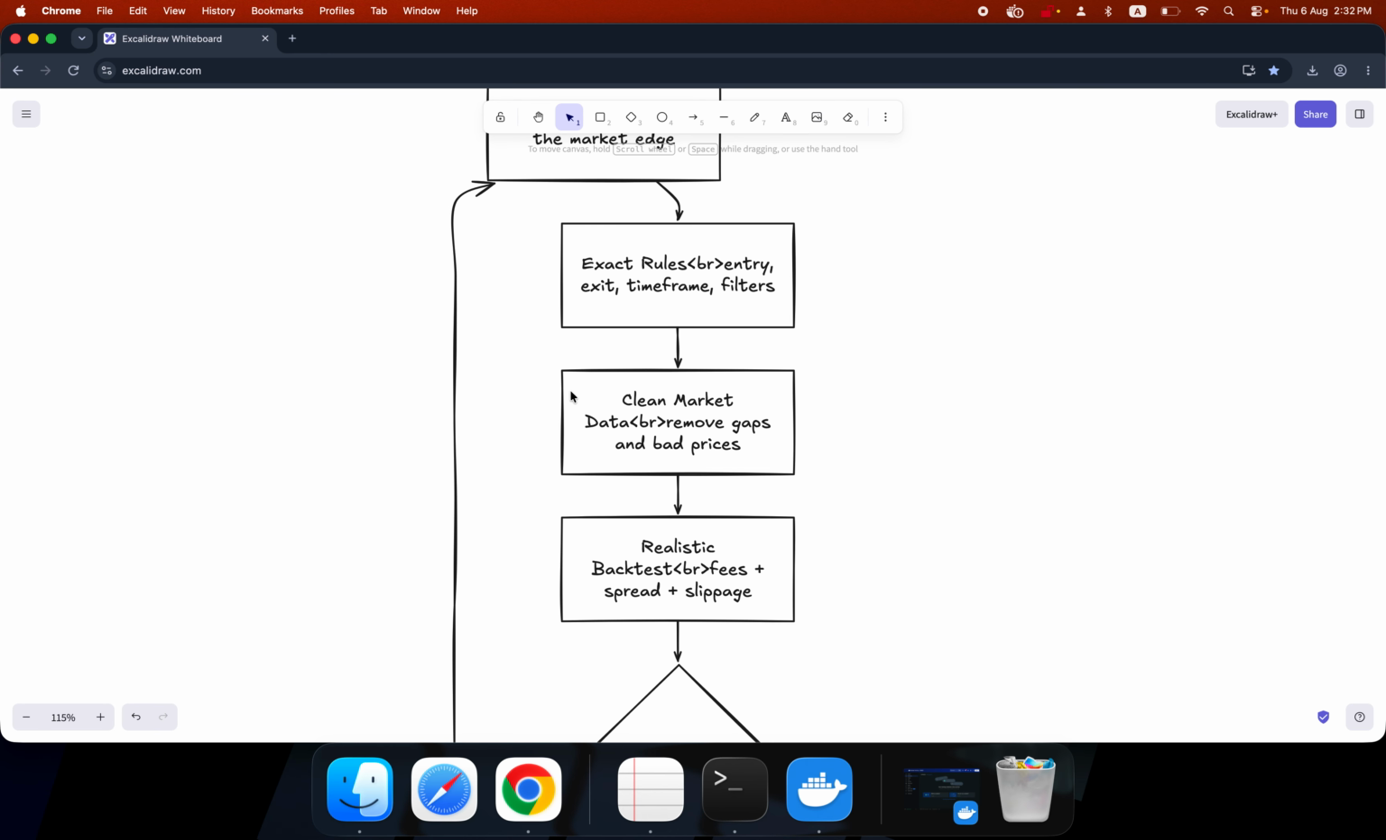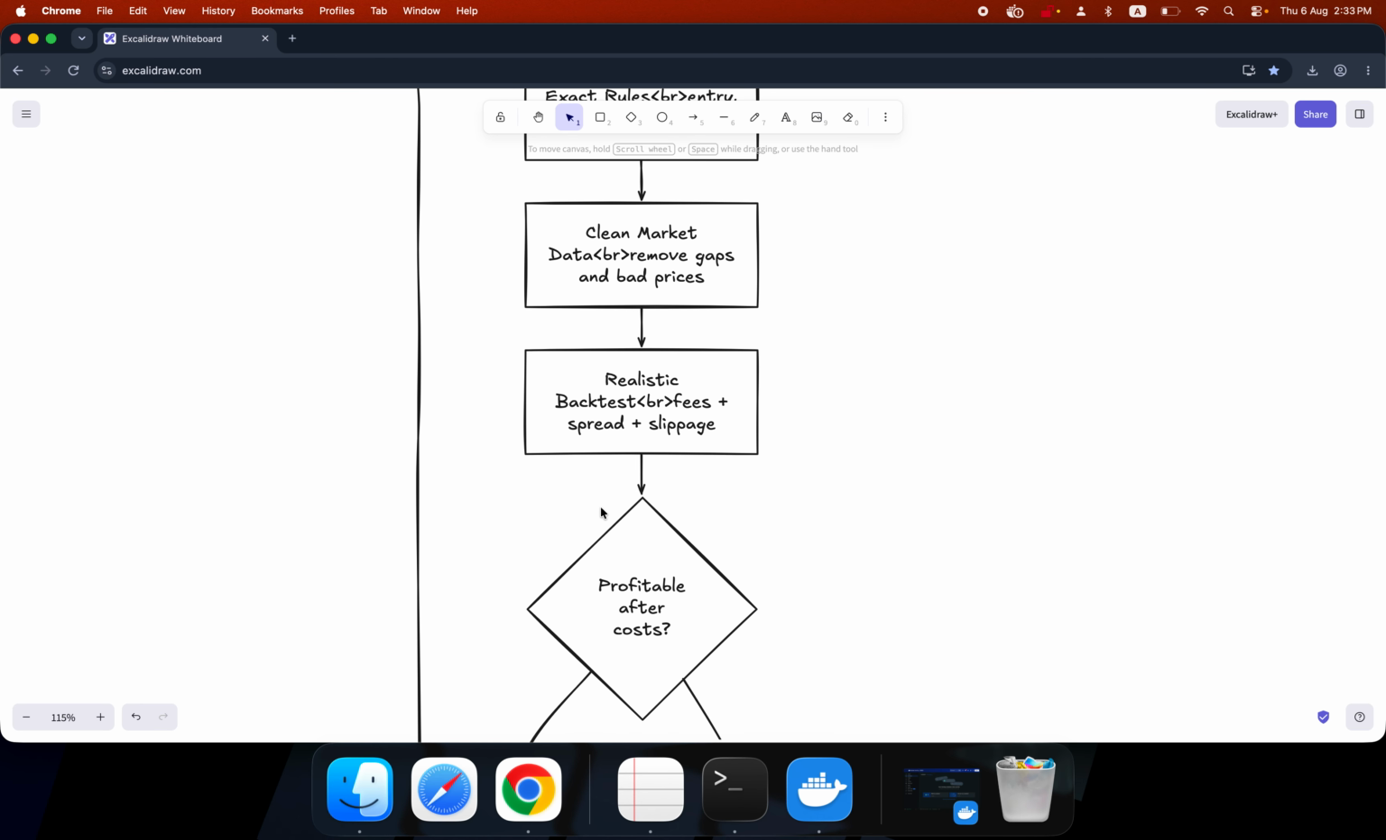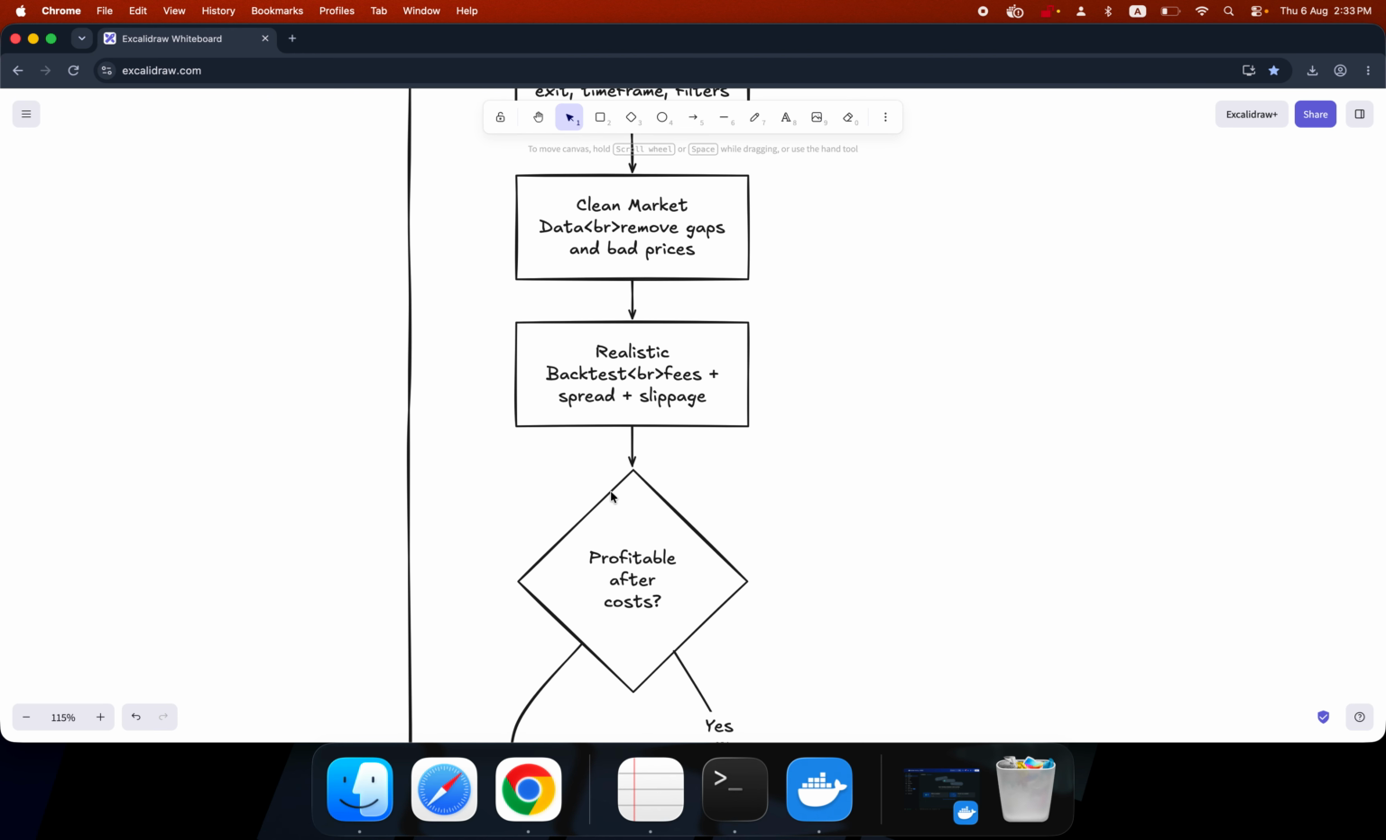And then you have to get clean market data for backtesting or validation, which is very important. If you have an OHLCV data set in your file, you have to remove the gaps, the bad prices, or empty data columns, to get a data set that is clean enough for you to backtest, right? And then, once you clean your data, you get to realistic backtesting, in which you would include the fees plus spread plus the slippage as well.